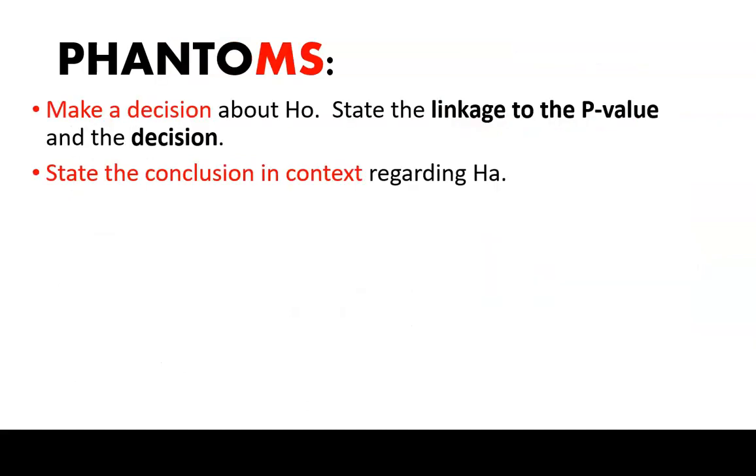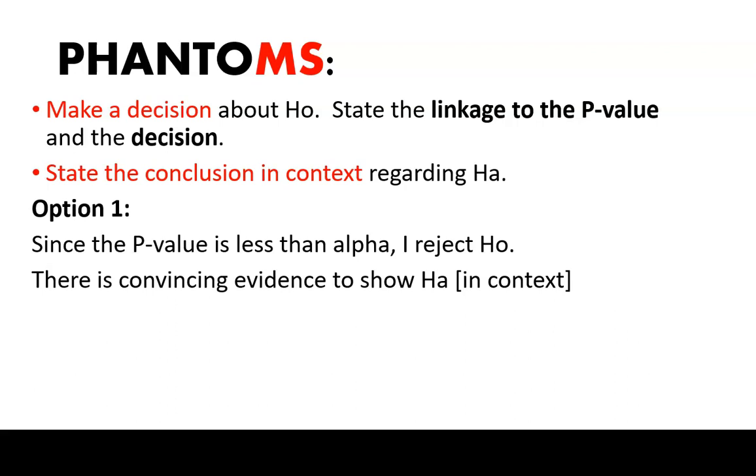Okay, and then we're ready to make a decision and state the conclusion. So remember, the first statement is always regarding the null hypothesis. The second is always regarding the alternate hypothesis. In the first statement, you always want to make sure you state the linkage to the p-value and the decision that you're going to make. So option 1, since the p-value is less than alpha, there's the linkage, I reject the null hypothesis. That's the decision. Now my conclusion, that means there is convincing evidence to show whatever Ha was. And you always want to state that statement in context.